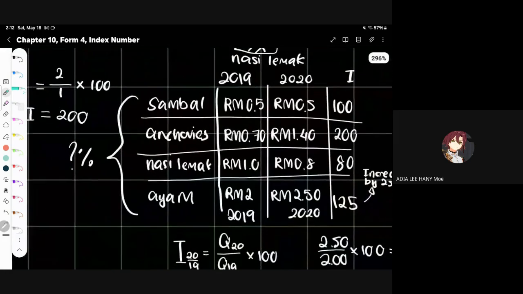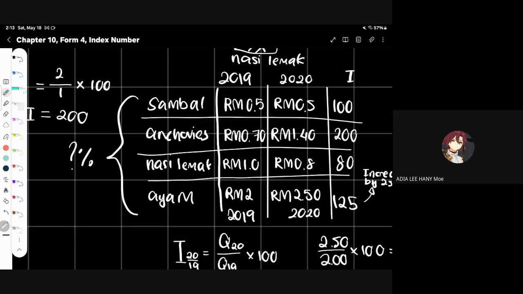So if you are talking about individual items, for example sambal, it increased by 0. This one increased by 100%, because it is double. This one decreased by 20. This one increased by 25.